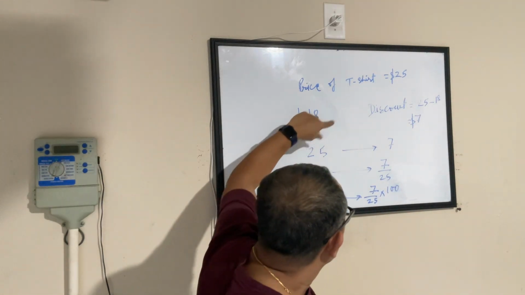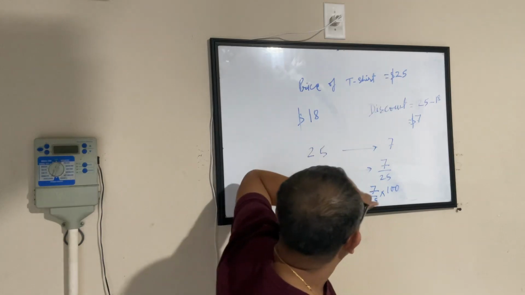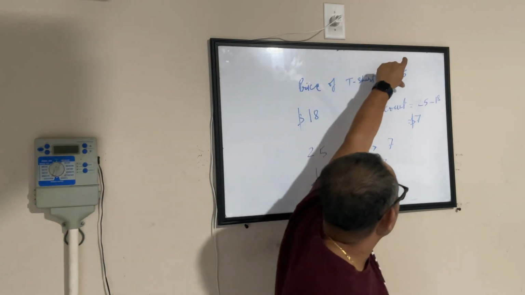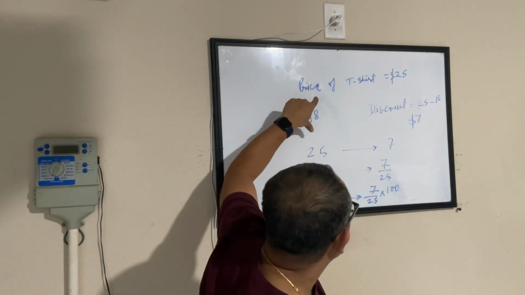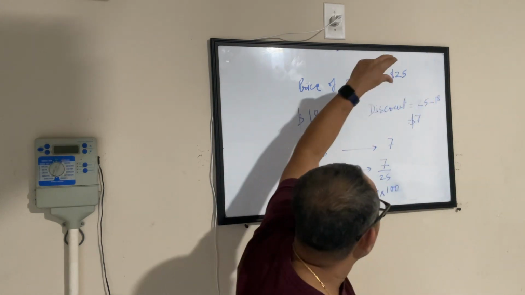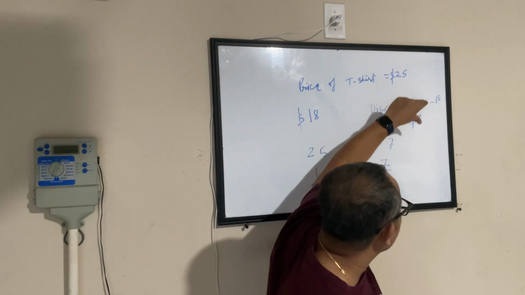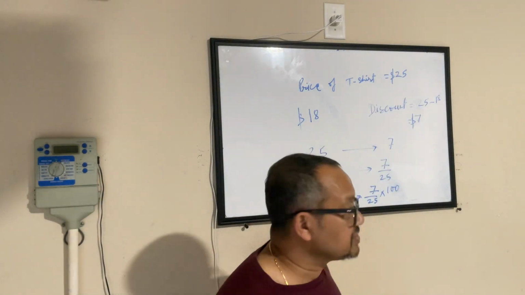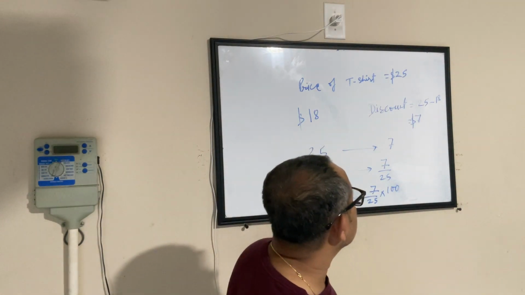Look at this whole thing, okay? What was given? $25 was the price. I had to pay $18, meaning I got a $7 discount. Meaning for something priced at 25, I got a $7 discount. What is the question here? What is the percentage discount I'm getting?